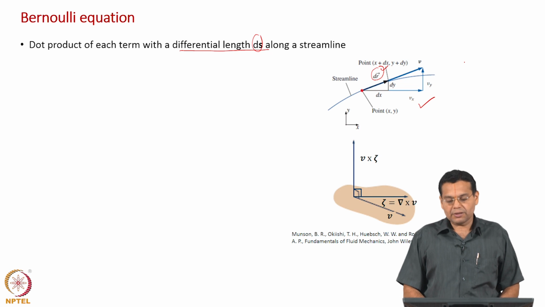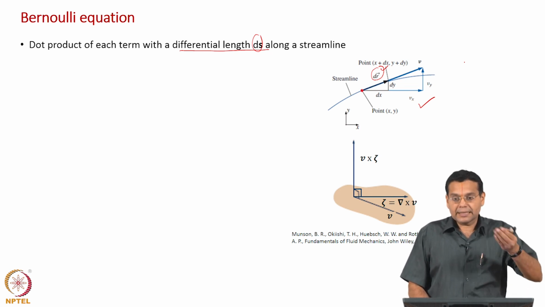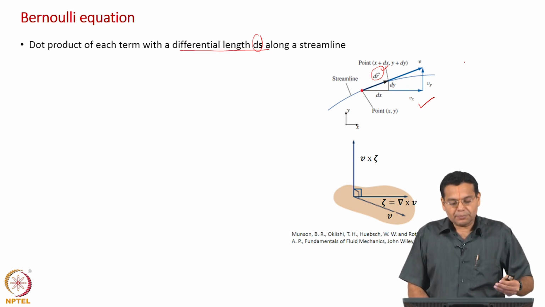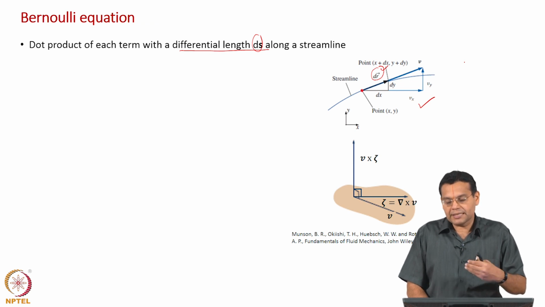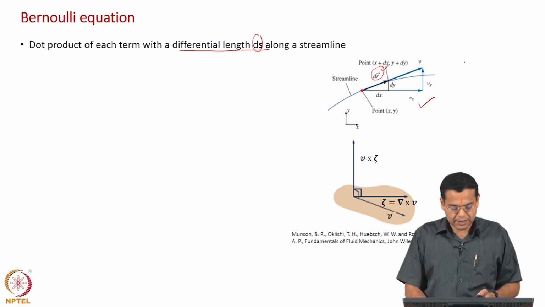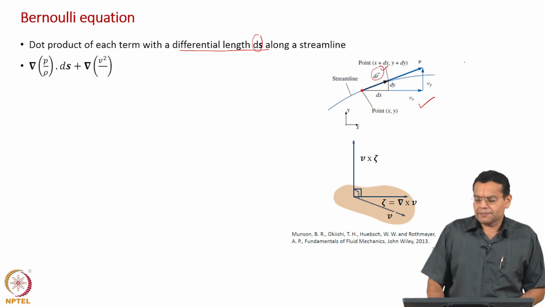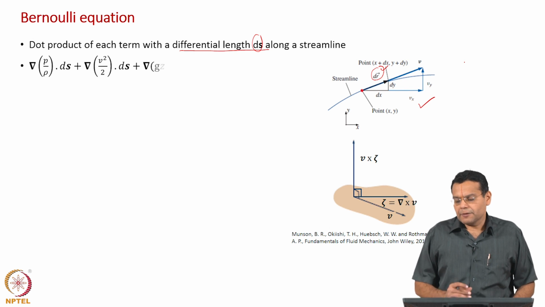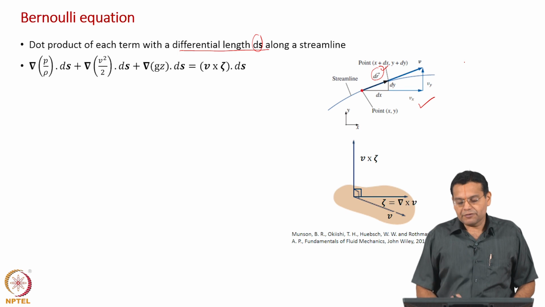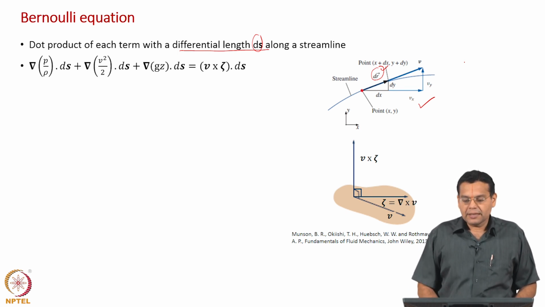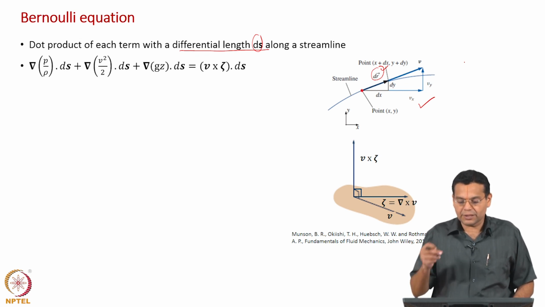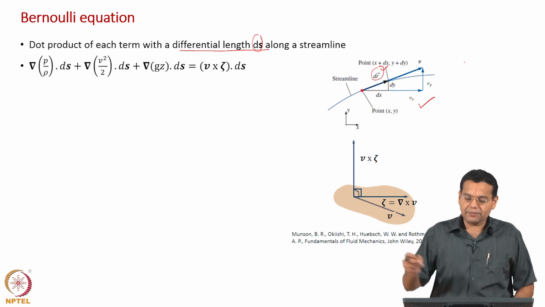So, what is it that we are going to do now? Take the earlier equation, and take a dot product of each term with the differential length ds vector along a streamline. Let us do that, and remember that the ds vector is along the velocity vector. Why is that? You have a differential length along the streamline, which means it is tangential to the streamline, and we define a streamline in such a way that if you draw a tangent, you get the velocity vector. So, the ds vector is parallel to the velocity vector.